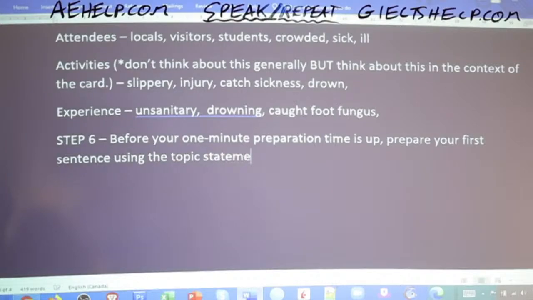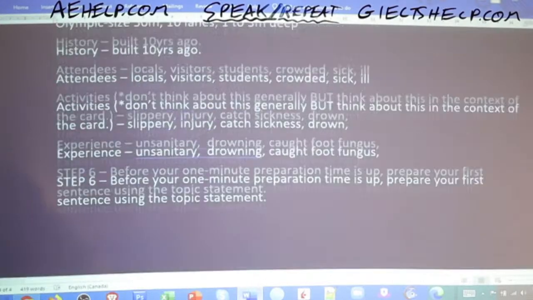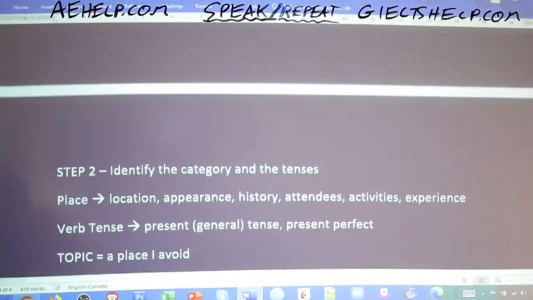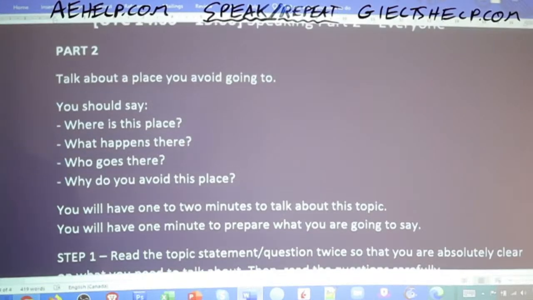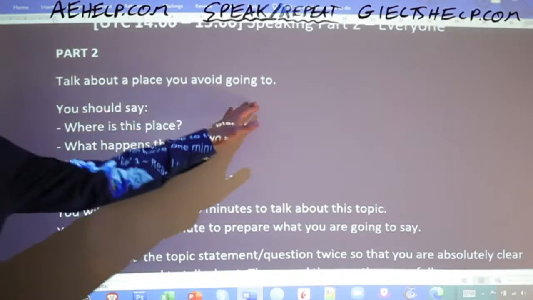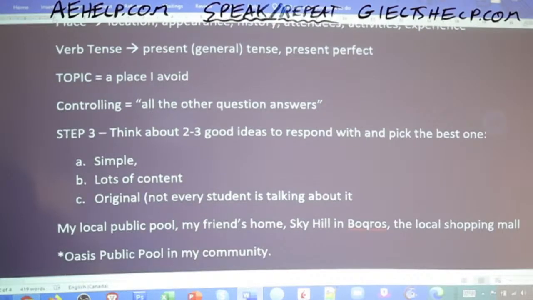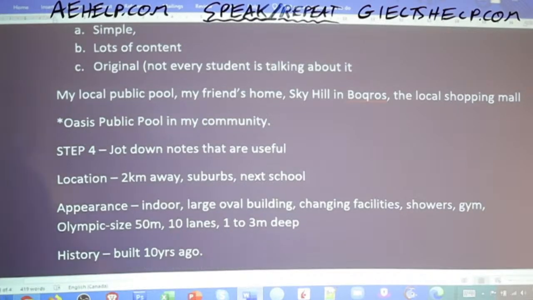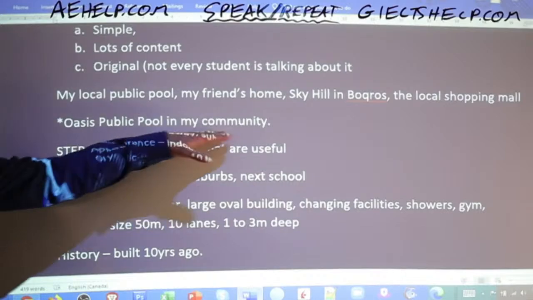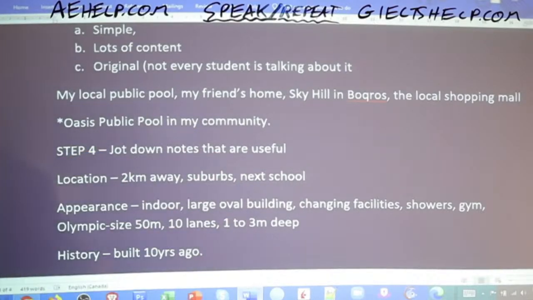Using the topic statement. So go ahead and do that now, students. So I'm going to do the same. So again, this is talk about a place you avoid going to. We decided to talk about Oasis public pool in my community. So I'm preparing my first sentence. You do the same.